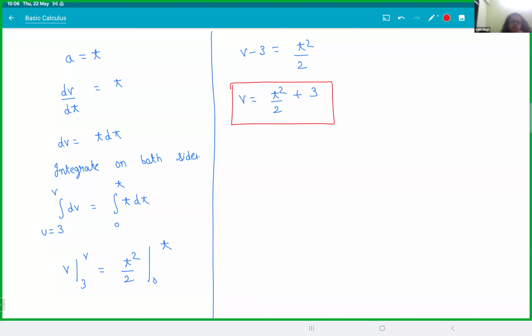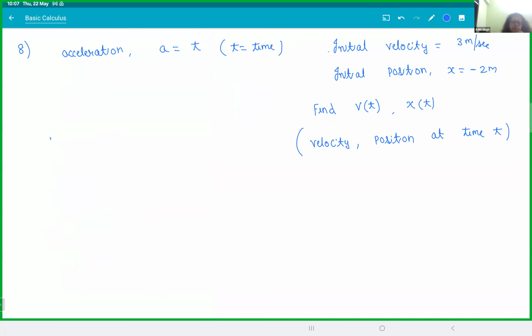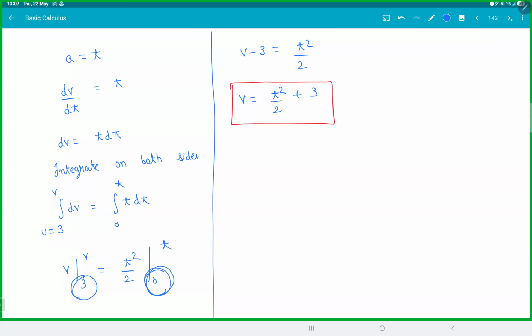So could you explain the limits for that part again? Look at this, what was the time? Time 0. When time is 0, what is your velocity? Oh, okay, 3. So this should be 3 here, right? So they should be the same thing on both sides. Okay, and here when the time was t, velocity was some random v.